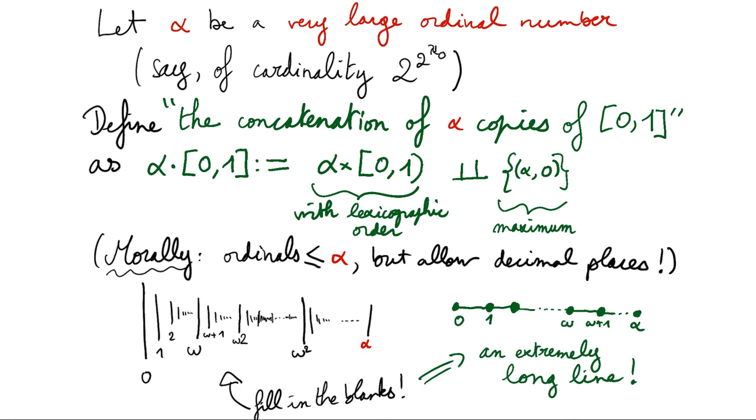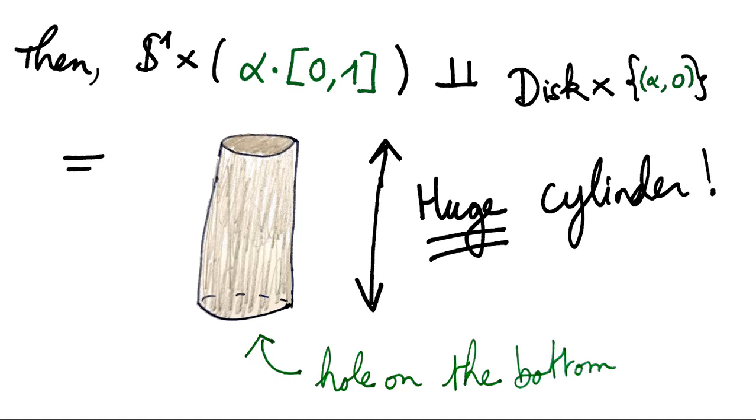You can visualize this line in the following way. First, visualize the ordinals up to alpha, and then fill in the blanks between the ordinals. In this way, you obtain an extremely long line. You can then construct a long cylinder by taking the Cartesian product of a circle with that very long line. And then you also add a disk on top. Like previously, that cylinder is empty inside, and there's a hole below.